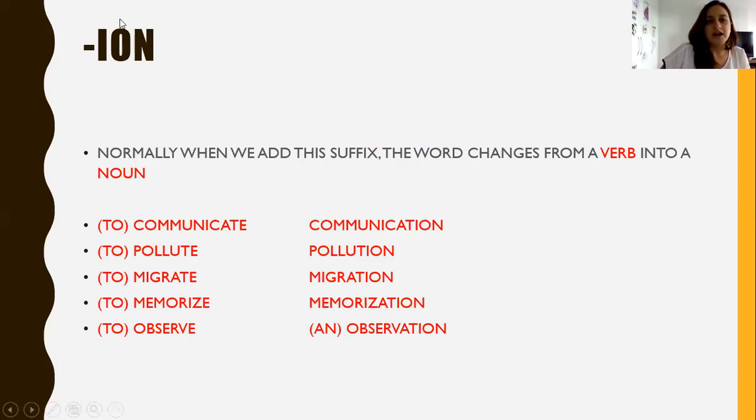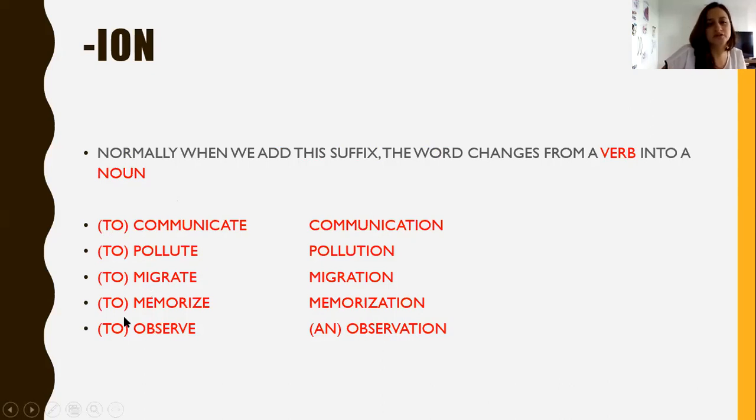So, we were practicing ION or TION in the last lists, and we will continue practicing that very same suffix in list number 8, okay? And I wanted you to have the idea that normally when we add this suffix to the word changes from being a verb into a noun, okay? And normally when we talk about the base or the original form of the word, we use it together with to, okay? To communicate, to pollute. So if you know we can add a to it, it means it's an action, it's a verb. We can use it as a verb.